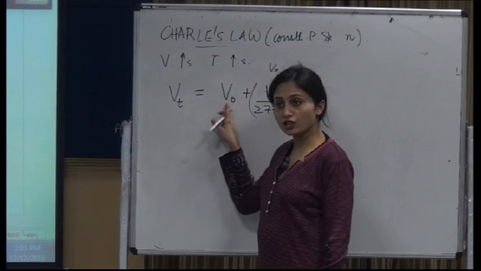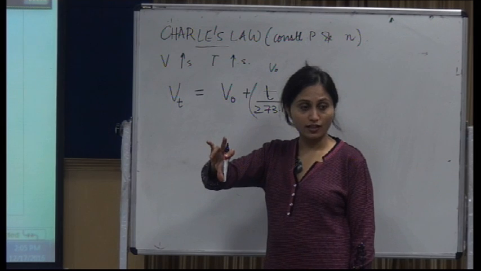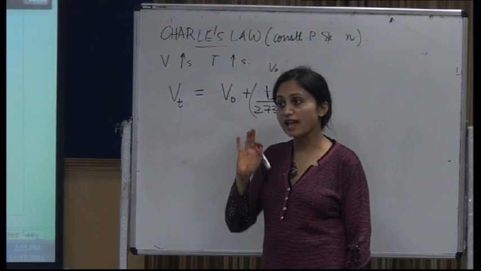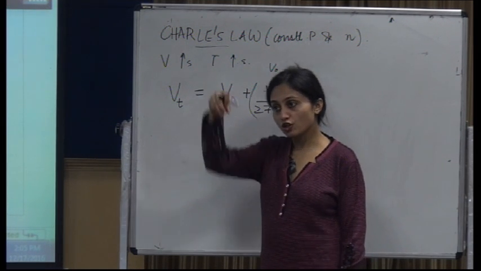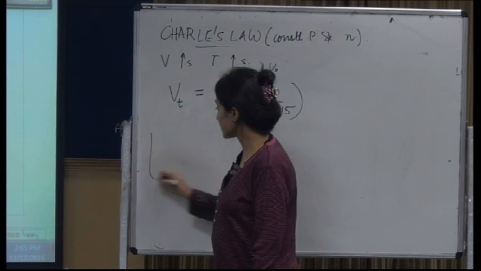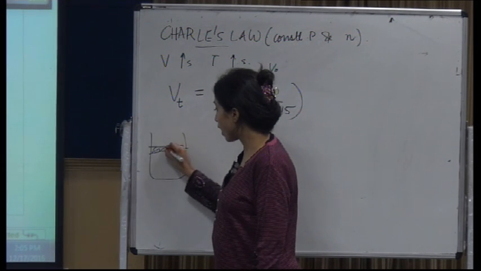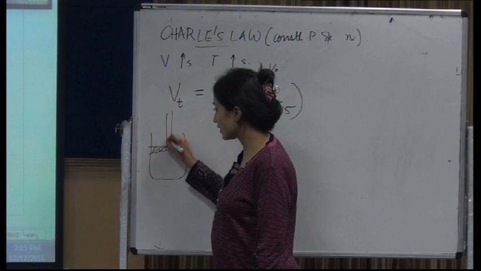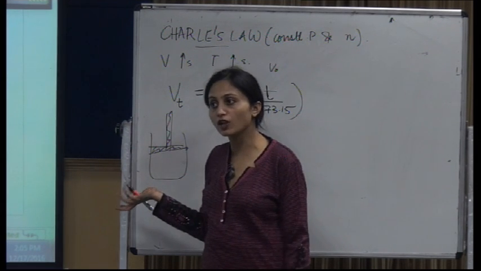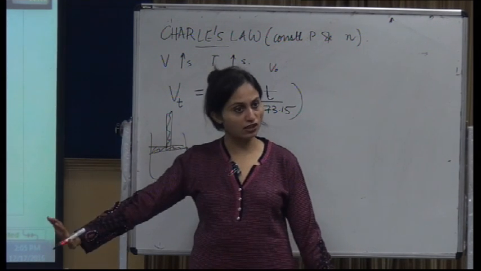What did we take? Initially, volume V naught of the gas. Now the temperature was increased and the pressure was maintained constant. So we fix our piston. This is our container. How can we maintain the pressure? We'll just fix our piston, so pressure will remain constant. This is how pressure can be easily maintained constant.